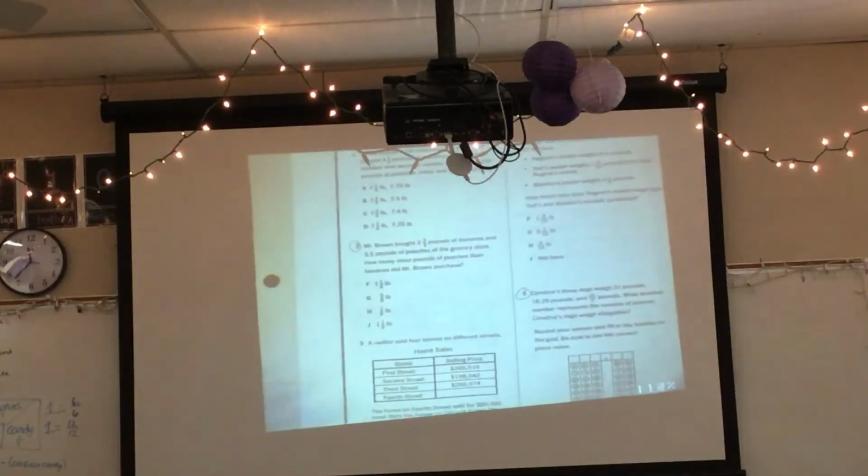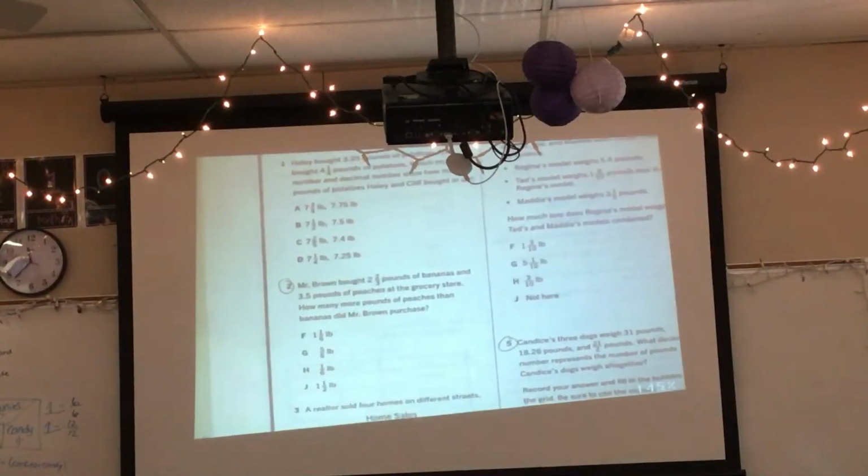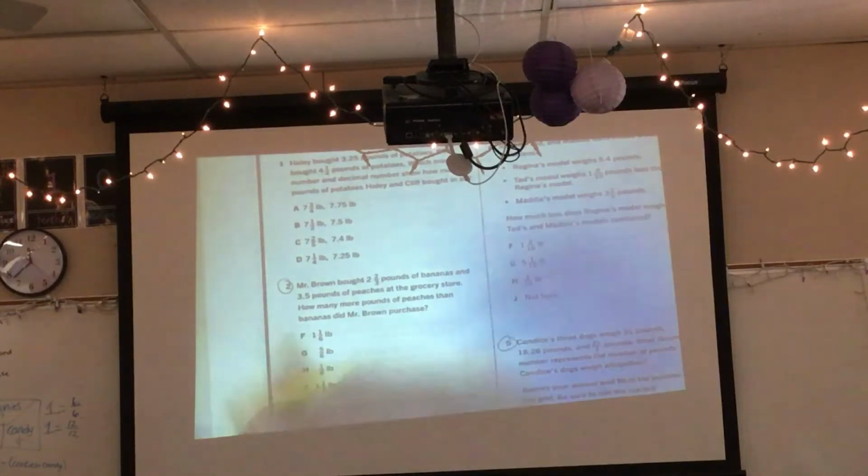We're going to look at number 2 first. So Mr. Brown bought 2 2/3 pounds of bananas and 3 5/10 pounds of peaches at the grocery store. How many more pounds of peaches than bananas did Mr. Brown purchase? Okay, so what is the very first thing we should probably do? Write down important information that we need. What am I solving for? You're solving for how many more pounds of peaches than bananas?